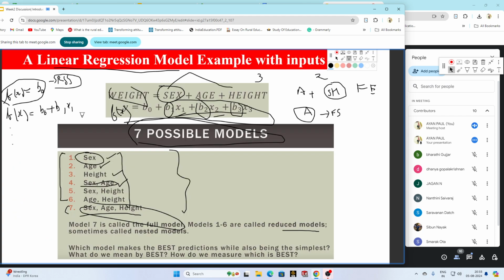Backward stepwise selection is the reverse of forward stepwise selection. In backward stepwise selection we start with the whole model at once, like f(x) equal to beta naught plus beta 1 x1 plus beta 2 x2 plus beta 3 x3. In forward stepwise selection we start with only the intercept and add features one by one, but in backward stepwise selection we start with the whole model and eliminate features one by one. This is the second method.